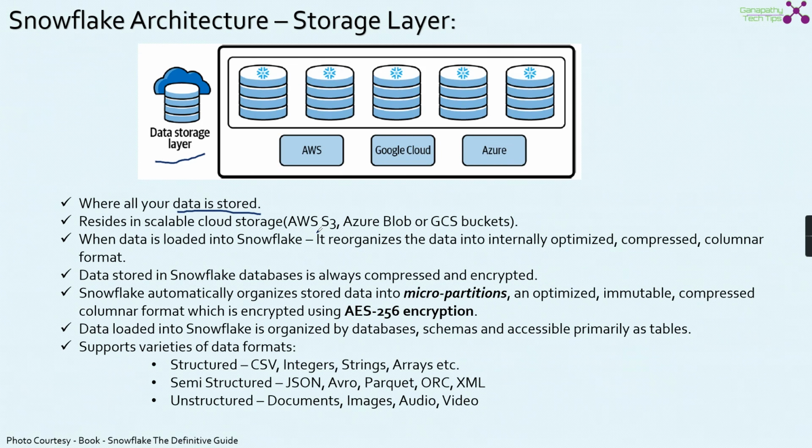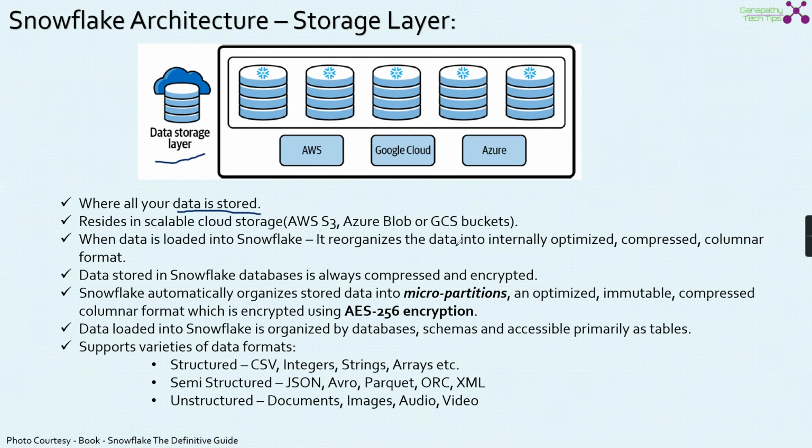So this specific data lake type of storage is provided to us from AWS via S3, from Azure via Blob, and from GCP via GCS buckets. So Snowflake is utilizing those mediums to store the data. Now, when we load the data into Snowflake, say I am taking a CSV file as an example, what happens is Snowflake will reorganize the data into an internally optimized, compressed and columnar format.